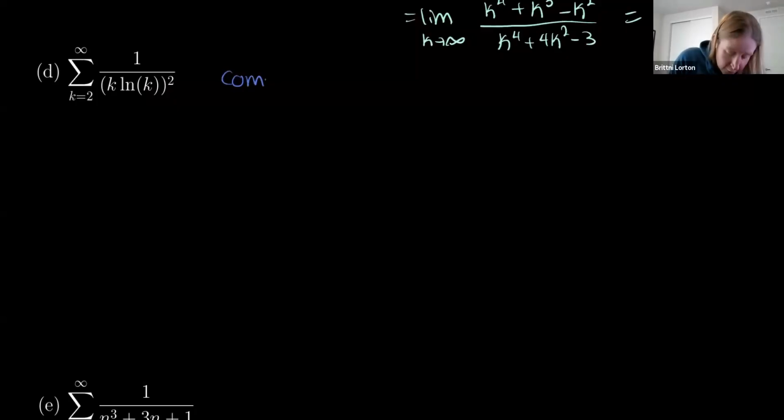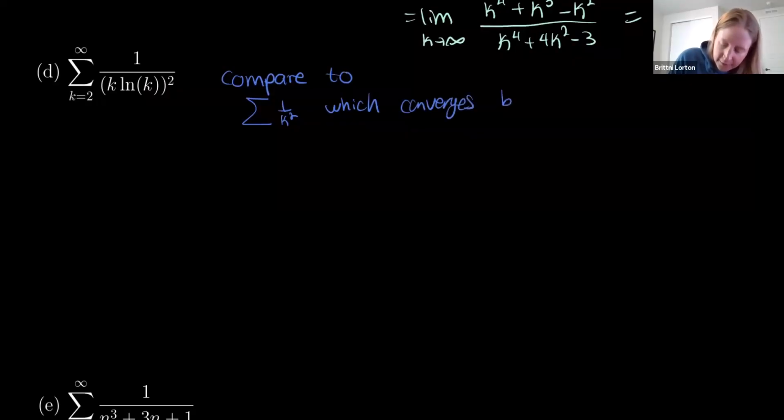So first things first, no matter what, you have to decide what you're going to compare it to. Just like I've been saying, you want to compare it to something that looks similar. In this case, I've got a k squared and an ln squared. So 1 over k squared is pretty similar. This one happens to be another p-series, which converges because it's a p-series. You have to justify your reasoning, so say that it converges by the p-series. And then I'll do the direct comparison.